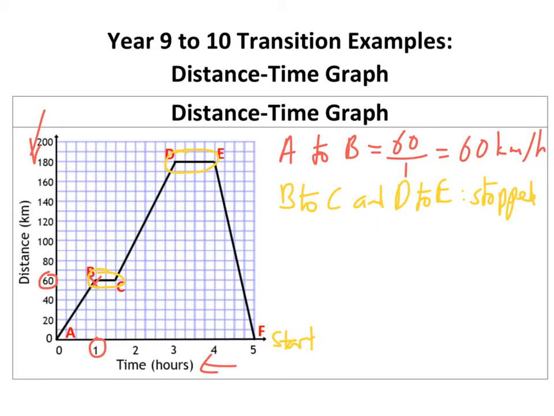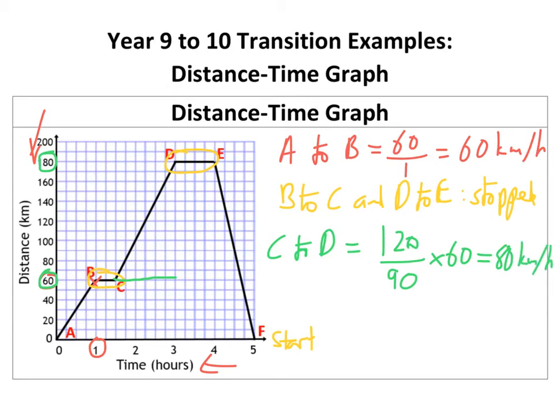Now if we look at the third part, C to D, we've travelled from 60 to 180, which is 120, and we've done that in another half an hour, in 1.5 hours, so I'm going to call that 90 minutes times 60. In my calculator, do 180 divided by 90 times 60, I should get 80 kilometres per hour.